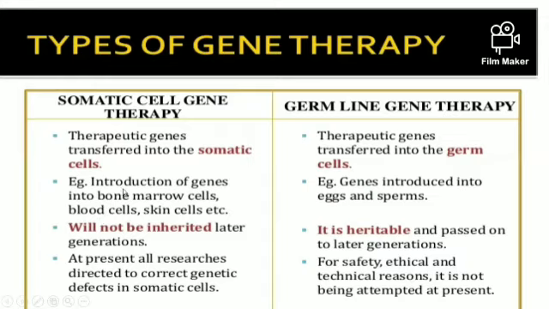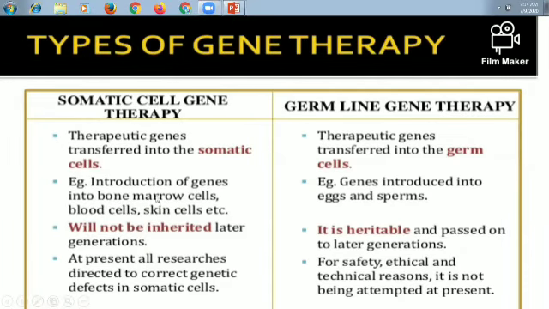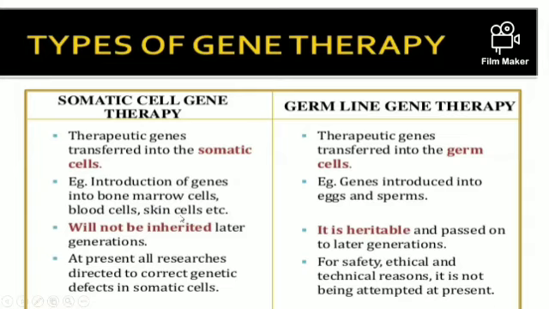So these are the somatic cells. Somatic cell means skin cells, blood cells, bone marrow cells. You have to introduce your gene into these. So if you want to cure any blood disease, you have to introduce it into the blood cell, or into the skin cell, or into the bone marrow cell. So it is a therapeutic gene transfer into the somatic cell.